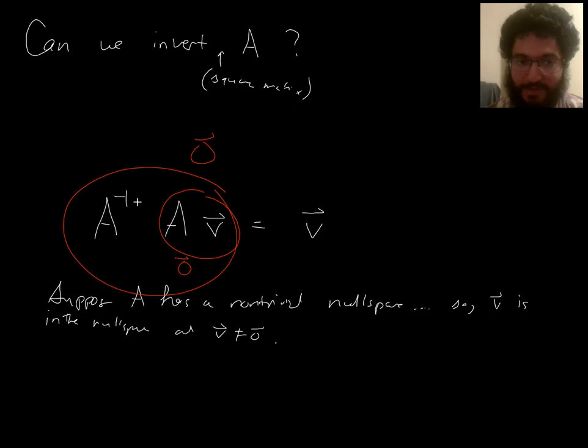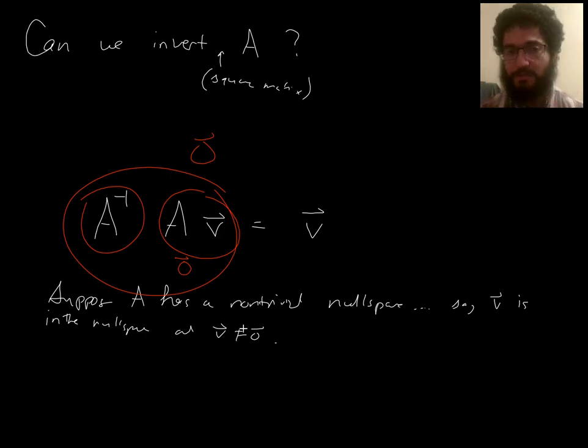So it only makes sense really to have something called A inverse if A has a trivial null space. A non-trivial null space is an immediate indication that A cannot be inverted. You cannot undo what it does.